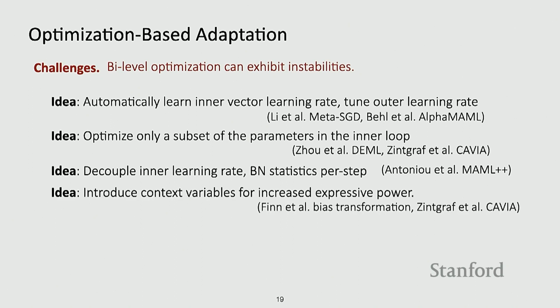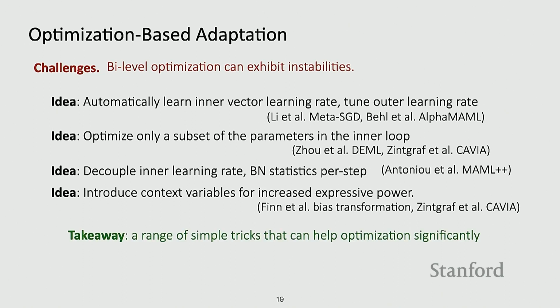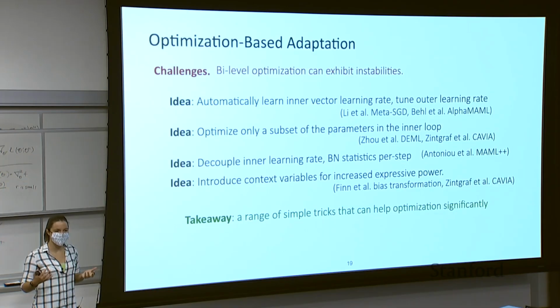And then there's also approaches that try to introduce some additional context variables into the network to generally increase the expressive power of the meta learning algorithm. And so really the takeaway here is not necessarily to understand the details of all of these different approaches, but just to understand that there's a variety of simple tricks that can help improve the stability of the optimization.